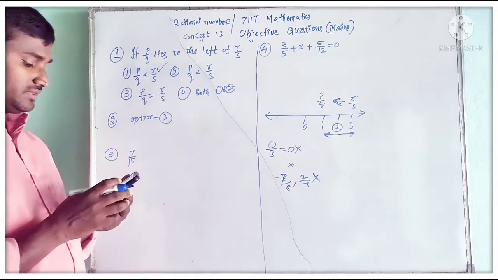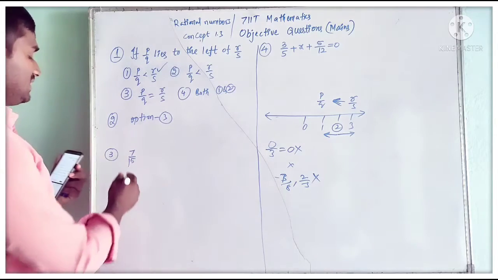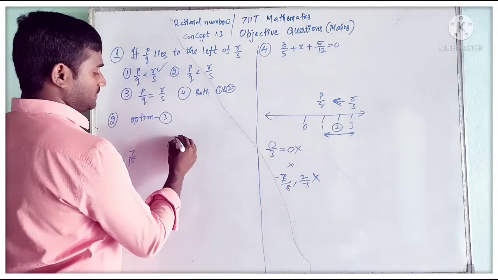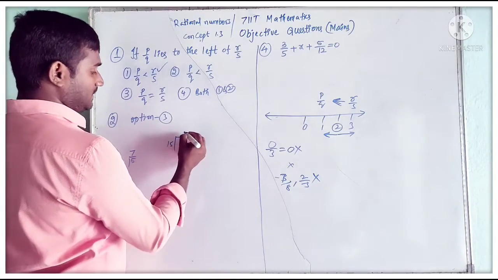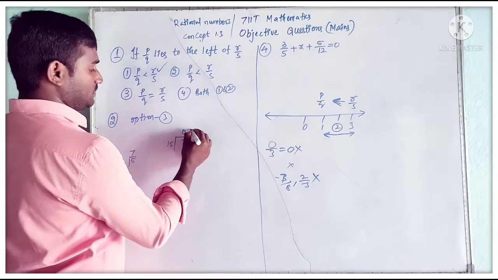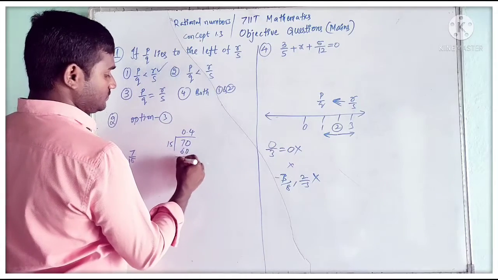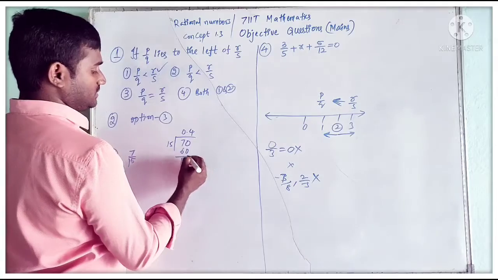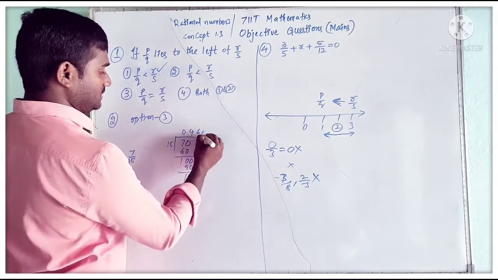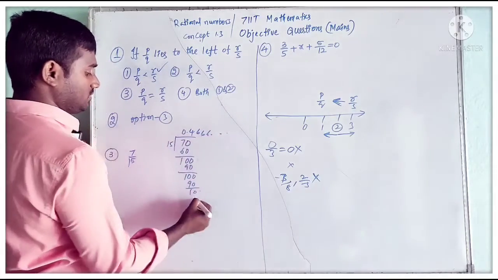Next, third question: the period and periodicity of 7 by 15 in the decimal form. So for 7 by 15 we need to find the decimal form. We need to divide 7 by 15. 15 is greater than 7, so 0, 0 point. 15 fours are 60. Then you can add a 0. 15 sixes are 90. Add a 0, 15 sixes are 90. So it will go like this only: 6, 6, 6.